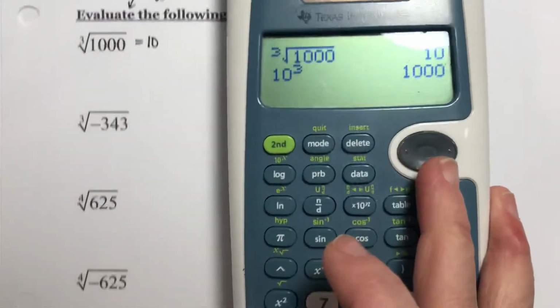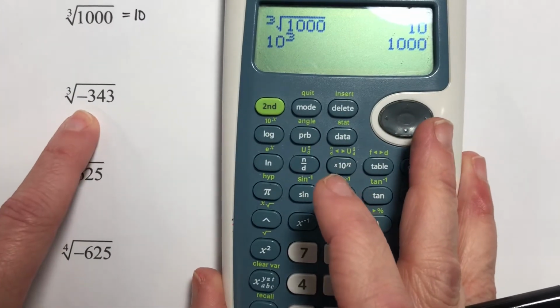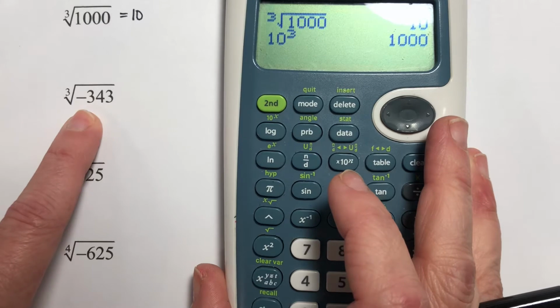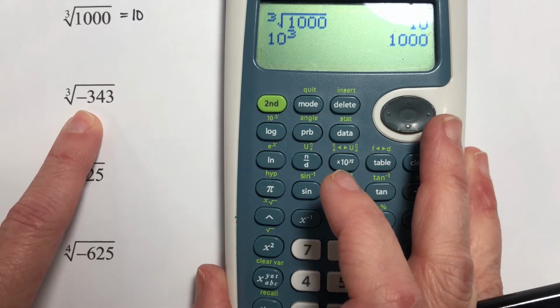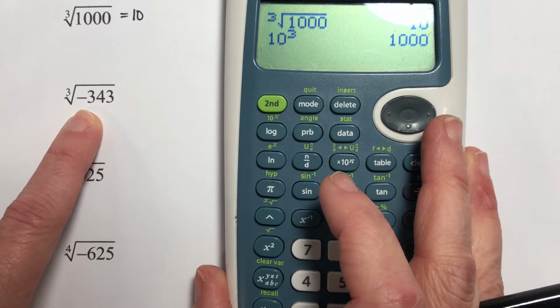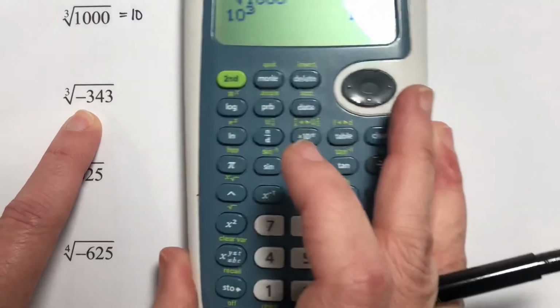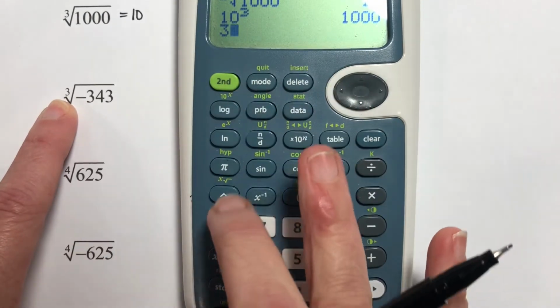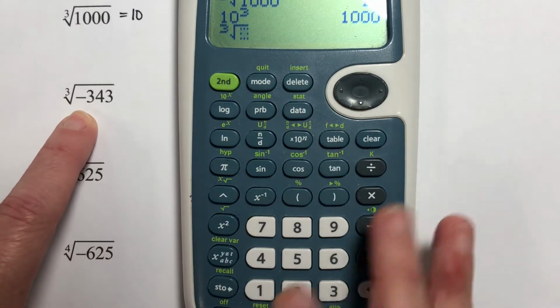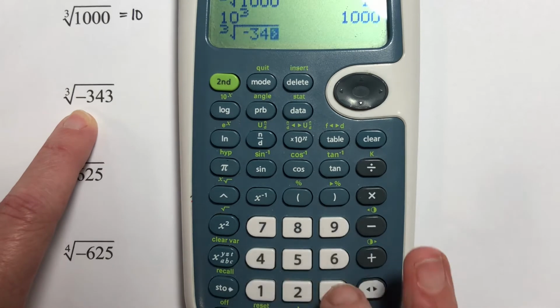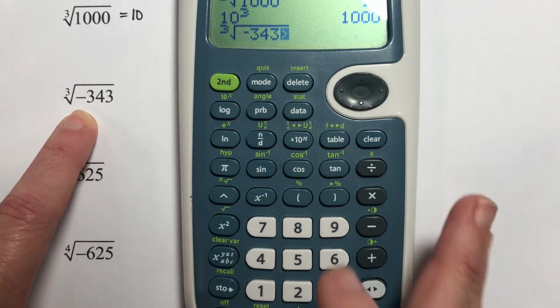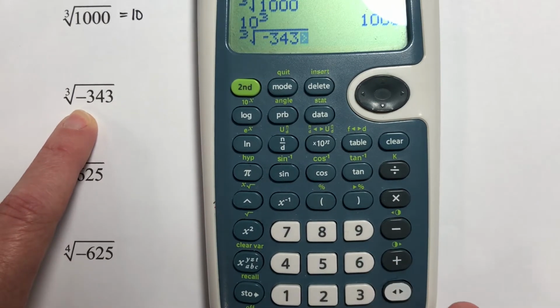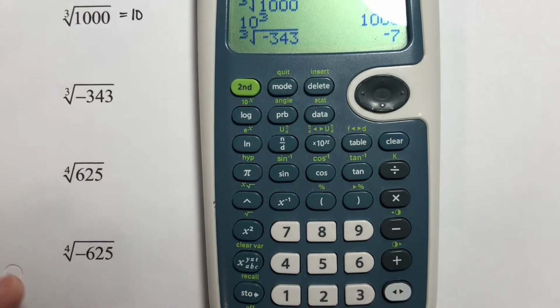Okay. Now, here we have a negative on the inside. That caused us problems earlier. But what I did say is that a negative on the inside can cause problems. Let's type this in the calculator. I want a 3rd root, so 3. Second, and then that root button. Negative 343. Remember, it gave me a domain error when I tried it with the square root, but now it just gives me negative 7.